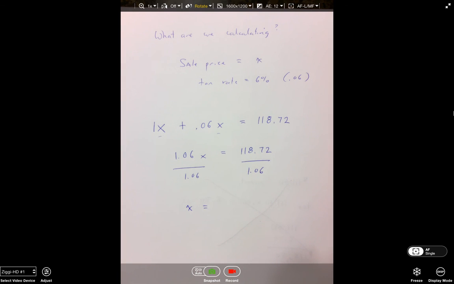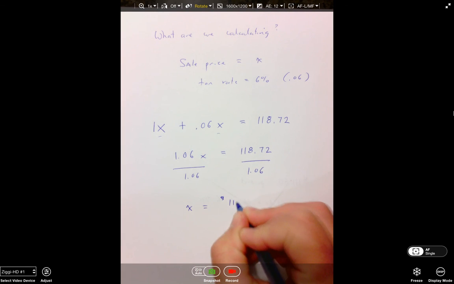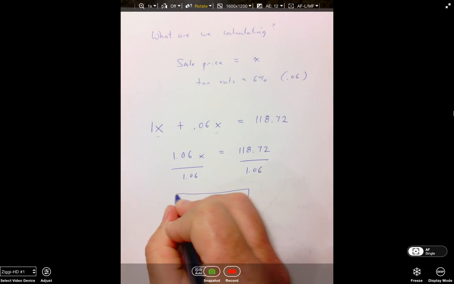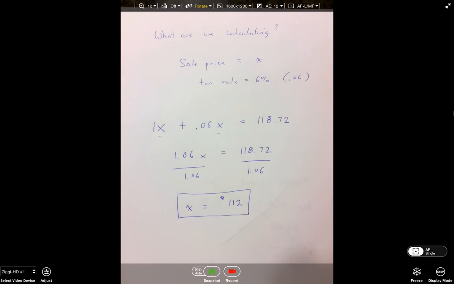So when I take 118.72 divided by 1.06, I get $112. Well, that's cool. I didn't know it turned out perfectly. Guys, the correct answer would be $112 and not $111.60. The other would probably get you in trouble with the federal or with the state government. This one, if you do arithmetic and algebra correctly, you'll stay out of jail. Okay. Well, okay, maybe that's a stretch.